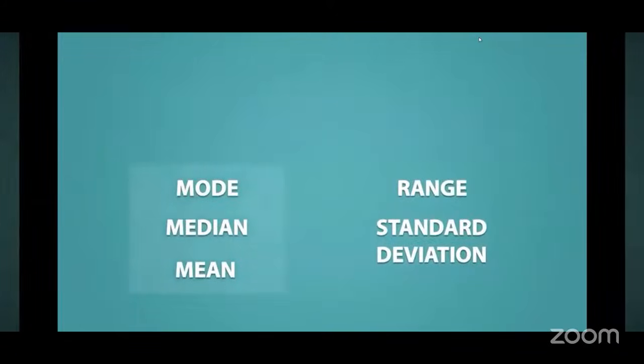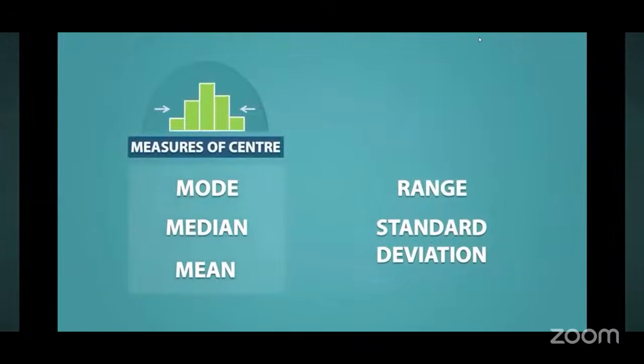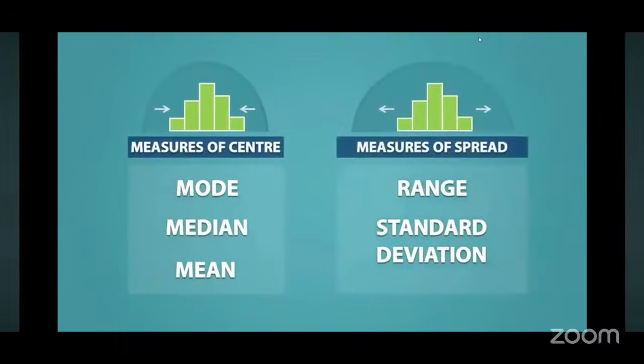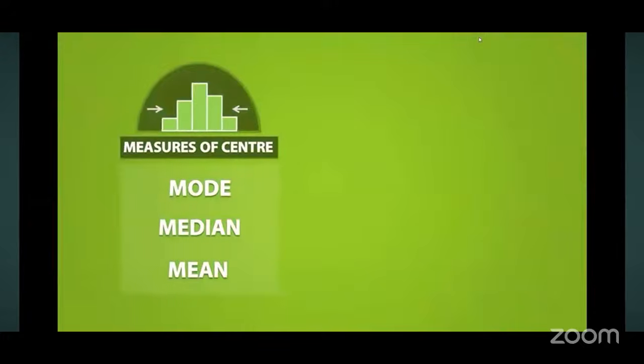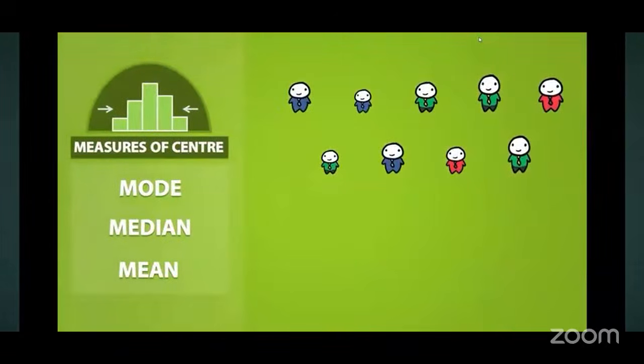Specifically, the mode, median, and mean are measures of center or central tendency, and the range and standard deviation are measures of spread. We will look at how we can determine the measures of center first. So suppose I took a random sample of 9 people and measured their heights.